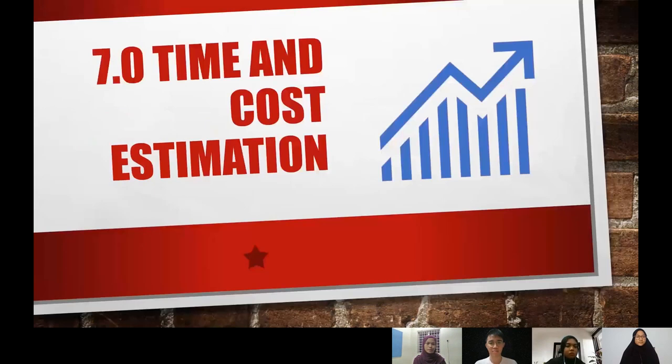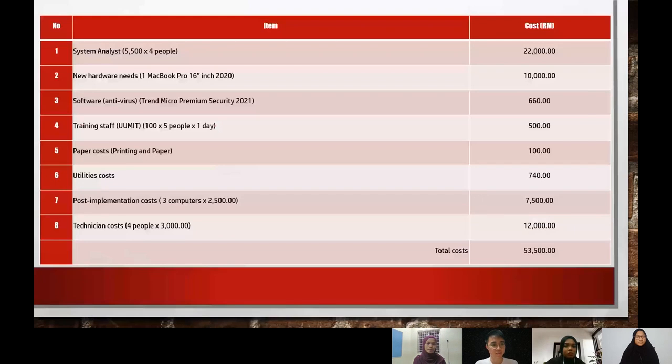So we start off with the cost estimation, the budget 2021. The purpose of this budget is to estimate the cost for the system designing plan for UUM. The cost for 4 system analysts is 22,000 because it is the minimum wage for system analysts. Next, the new hardware needs are 10,000 ringgit because we need to use the latest and newest technology to develop our system. The new antivirus software also costs 660 and is needed to maintain the security of the system developed.